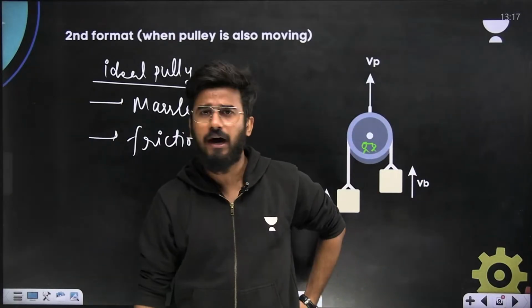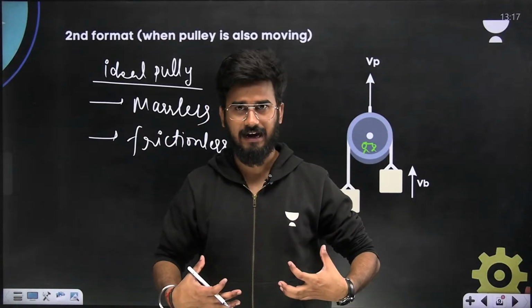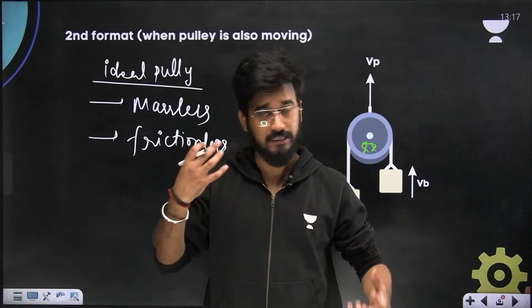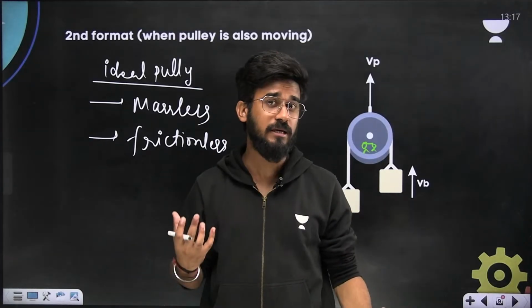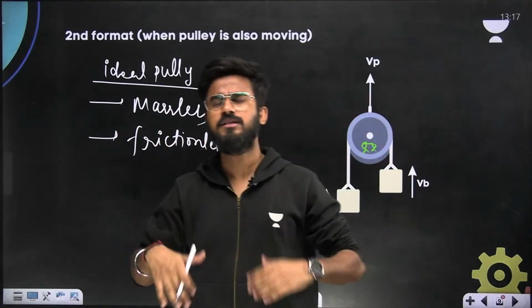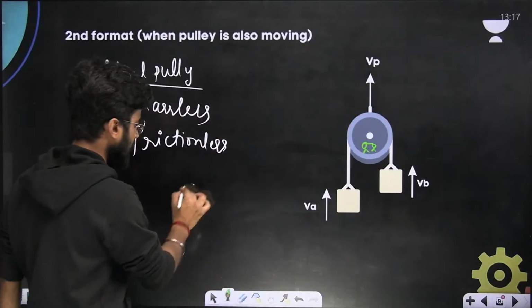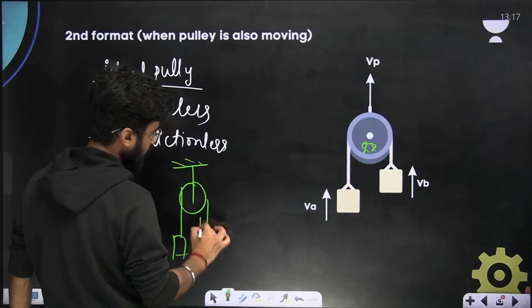Now, what is it seeing? Suppose I am sitting on the pulley, and I see that blocks are moving, because the pulley is also moving and the blocks are also moving. Since I am sitting on the pulley, it is at rest for me. Now only the blocks are moving for me. So what will happen? Just suppose that there is a rest pulley, and there are two blocks attached to the pulley.